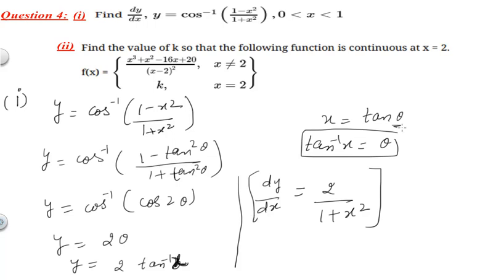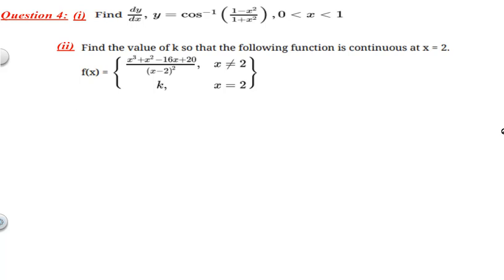Let us move to the second part, which again is an important question. In the second part, as you can see, what is given? A function is given with a cubic polynomial in the numerator, and at x equal to 2 the function is continuous, so we have to find the value of k. Let us just solve this expression first.